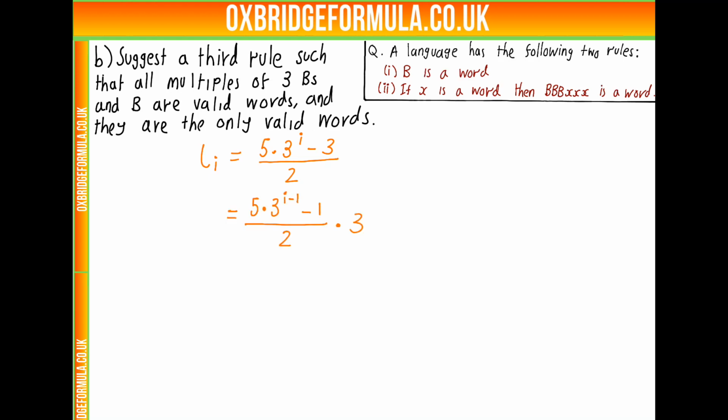And it does, because we can take a factor of 3 out. So 5 times 3 to the i minus 1, over 2, times 3. So if this thing's an integer, we know all the words we currently build with rules 1 and 2 are multiples of 3 in length. And indeed it is, because 3 to the i is odd, 5 times it is odd, and minus 1 is even, so we're doing even divided by 2, so we're going to have an integer here. So we know that following rules 1 and 2, we only generate multiples of 3, but we won't get them all.